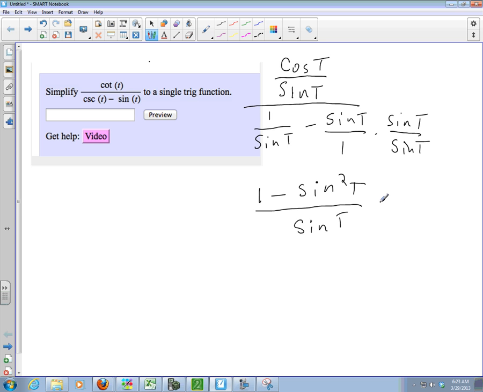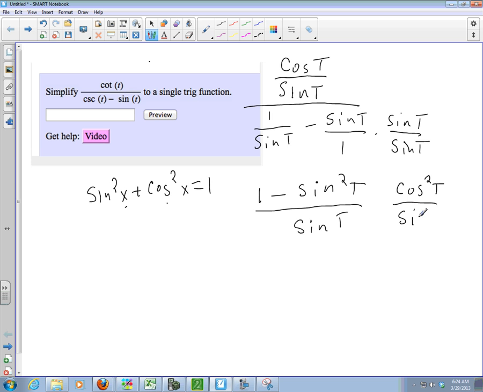And if I look at those Pythagorean identities, I know that 1 minus sine squared t, remember this Pythagorean identity is sine squared x, or t in this case, plus cosine squared t, or x, equals 1. So if we solve this for cosine squared, you'll see it's the same as that expression. So I'm going to replace that numerator with cosine squared t over sine t.